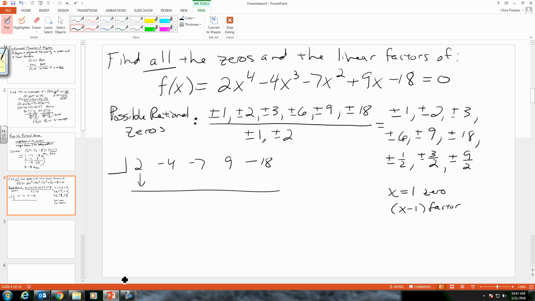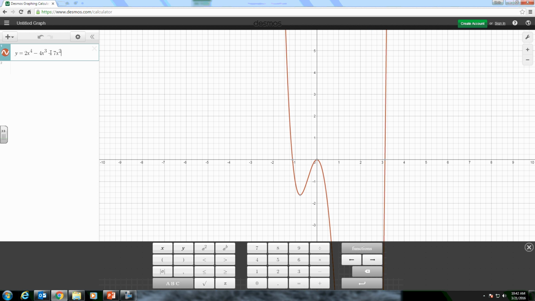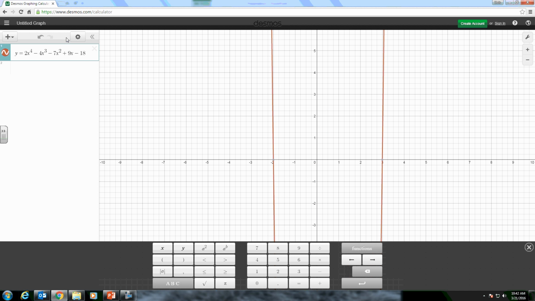But for those of us with a graphing calculator, we can actually do this a little faster. We can say, well, let me graph this function. Y equals 2x to the 4th minus 4x to the 3rd minus 7x squared plus 9x minus 18. And notice these are the x-intercepts. -2, 0. I'm just going to write that down here. -2, 0. And +3, 0.